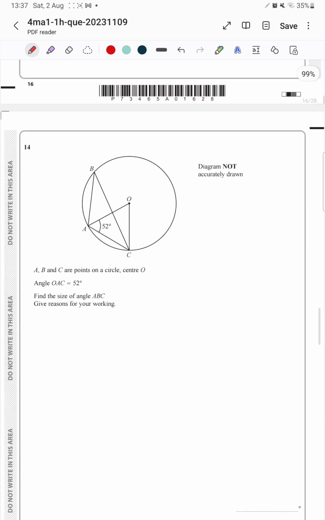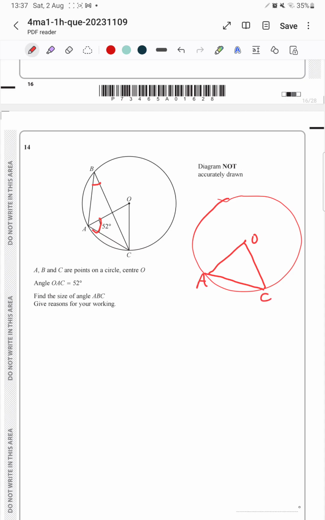Next is question number 14. A, B, C are points on the circle. Here AC is the chord, O is the center, and this angle is given as 52. We have to find out this angle. Now see, this question is very simple. Instead of B here, if I make the same question this way, O is the center, this is A, this is B, C, and if I take B here, I think it's very easy to identify the relation between these two angles. It is just that they have given this point not on top of O, but on one side. It can be here also, and it can be here also, but the process is the same.